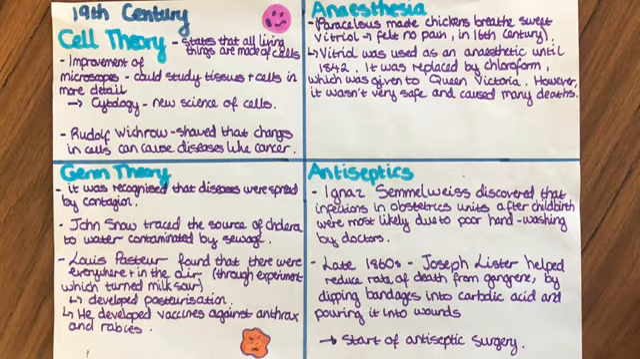Next is antiseptics. Ignaz Semmelweis discovered that infections in obstetrics units after childbirth were most likely due to poor hand washing by doctors. And in the late 1860s, Joseph Lister helped reduce the rate of death from gangrene by dipping bandages into carbolic acid and pouring it into wounds, as well as after surgery. And this started the use of antiseptic surgery.